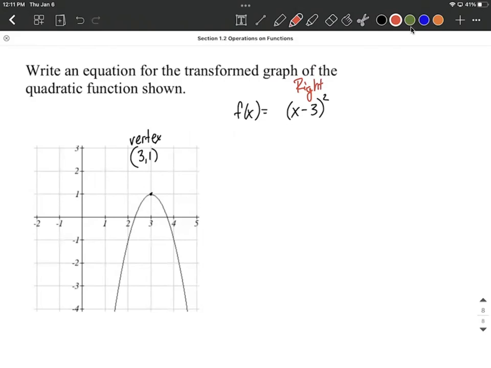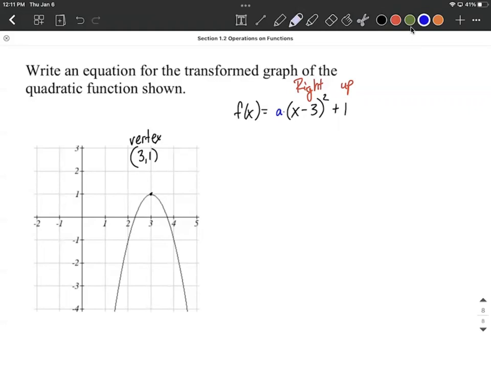If we had meant to move everything to the left 3, you'd be adding 3 in that set of parentheses with the x. And I want to move everything up 1, so I'm going to add 1 to the entire function. Now, if you would want to move everything down 1, that would be subtracting 1 from the entire function right there. The other thing that we have to account for is there could be a stretch or a compression or a vertical transformation as a reflection.